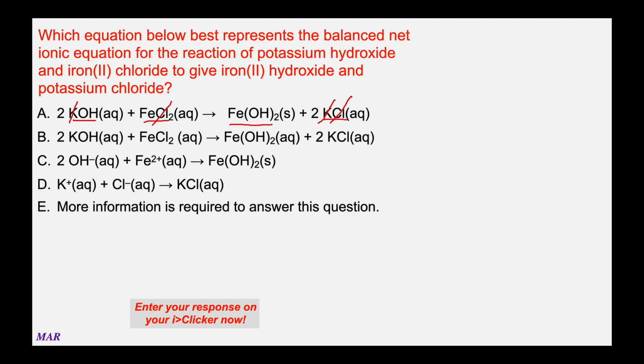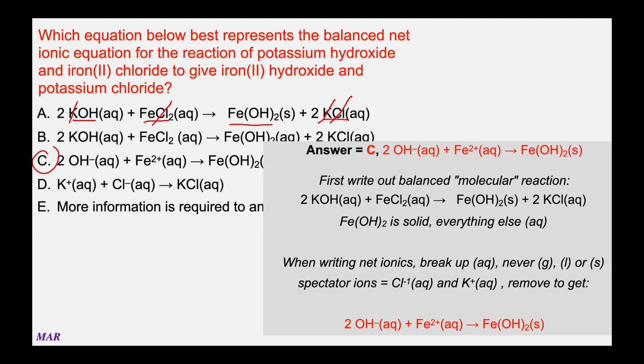You don't want to pull out the iron or the hydroxide though, because they form the Fe(OH)₂, the precipitate, if you will, in this reaction. So if you pull out the spectators, answer C should be the right answer, which is 2 hydroxides and Fe²⁺ making Fe(OH)₂ solid. And again, this is the balanced molecular equation, which shows all states of matter. Pulling out the spectators, and there's 2 of them here, chloride and potassium, gives you the overall net equation. Again, never break up solids, liquids, and gases, so don't break up the Fe(OH)₂.